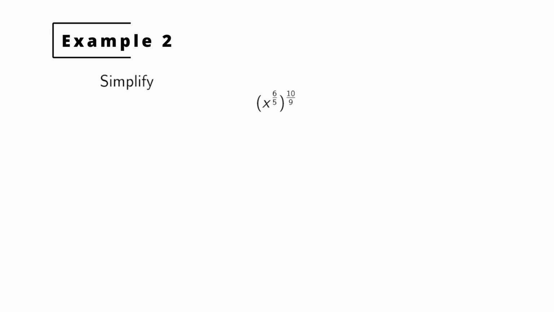All right, example 2. We want to simplify this expression here. Since we raise x to the 6/5 power, and that's being raised to the 10/9 power, we can just take this as x to the 6/5 times 10/9. The only thing that remains is to multiply those two fractions and simplify. You'll notice we have a 10 in the numerator and a 5 in the denominator, so we can of course simplify that. That'll be simplified to 1, so 2 over 1.